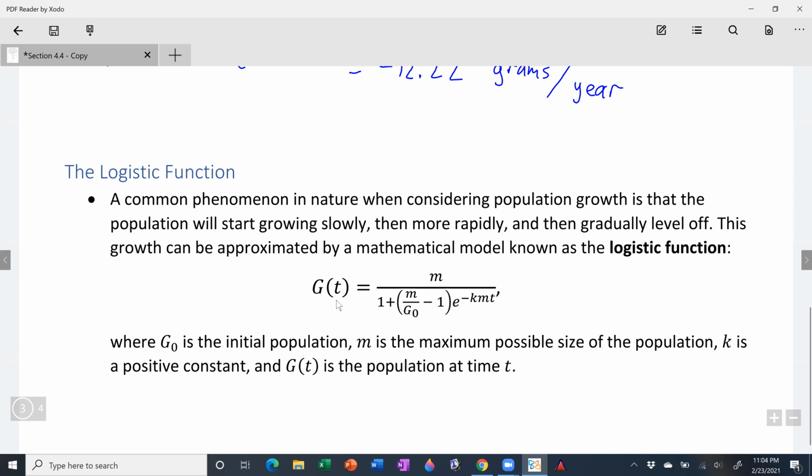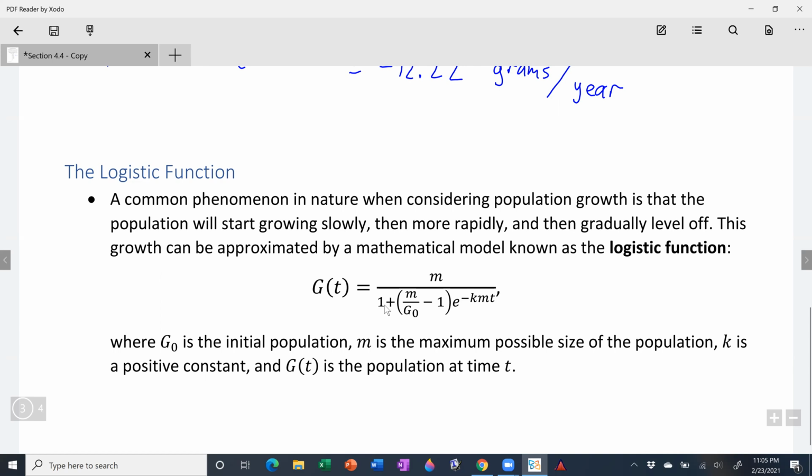And so here it is, g of t equals m divided by 1 plus m over g naught minus 1, times e to the negative kmt. And yeah, that's a big, weird, crazy looking function. So let's break down what all of these variables mean. G naught is the initial population. M is the maximum possible size of the population, and that's often also called the carrying capacity. K is a positive constant that's different for each model, and g of t is the population at time t.